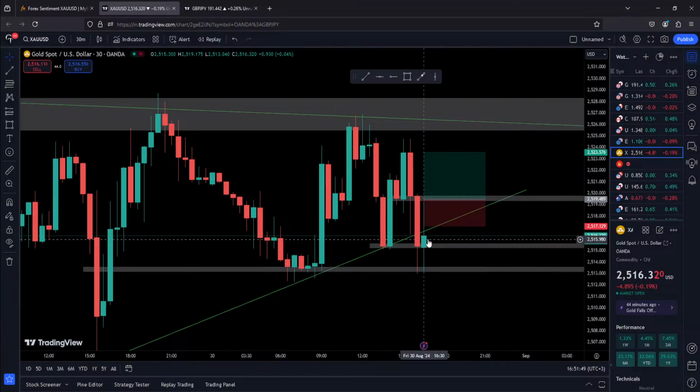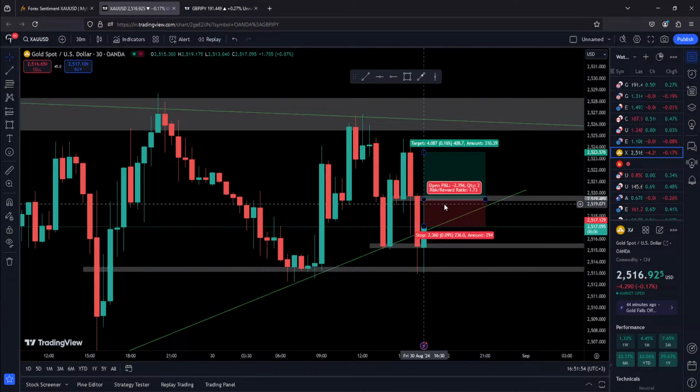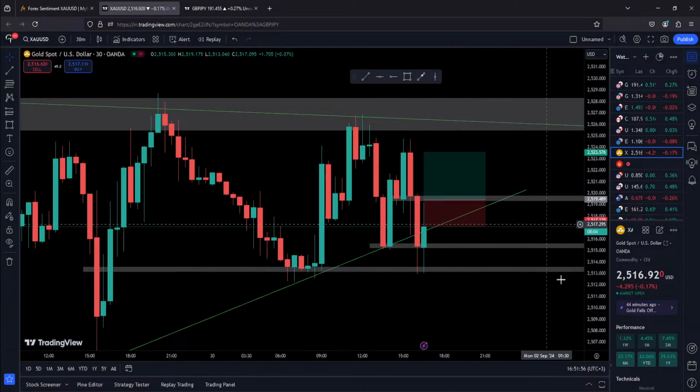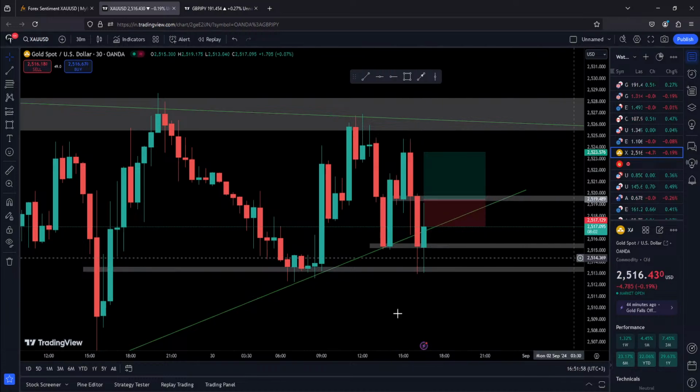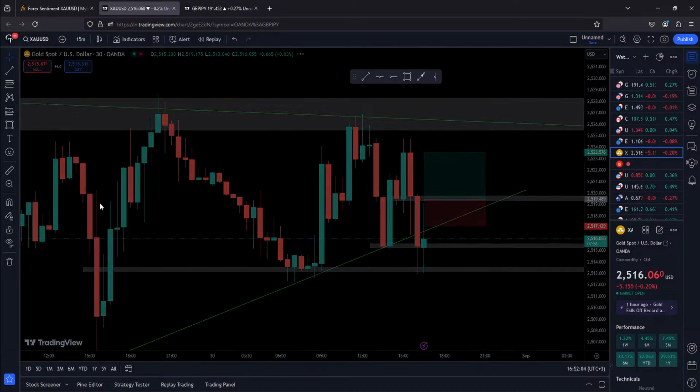So right now nothing is happening. I'm not in any trade. It never went up to my activation point. So now 8 minutes left for the current 30-minute candle to close. So let's see if this candle closes up or down.